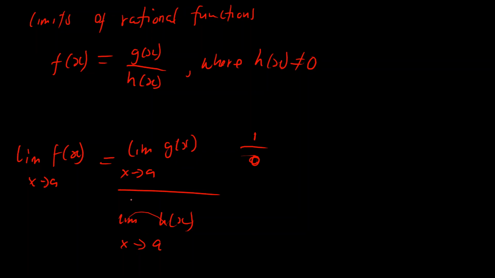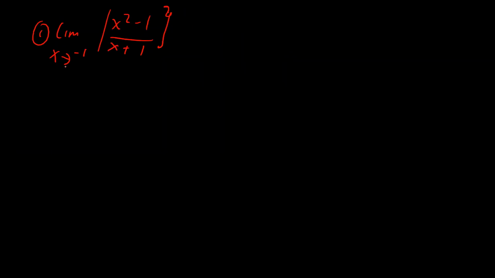Now, in finding limits of rational functions, you must make sure that the rational function is in its simplest form. So, we have to find the limit of the function x squared minus 1 all over x plus 1 as x approaches negative 1. Now, the function itself is a rational function because we have g of x over h of x. This is a function over another function. And of course, h of x is not equal to 0.